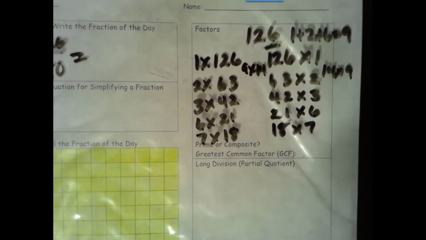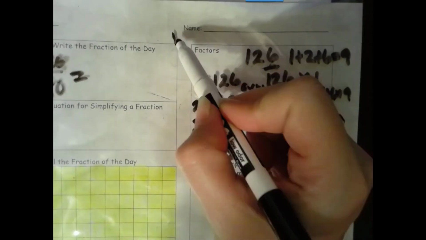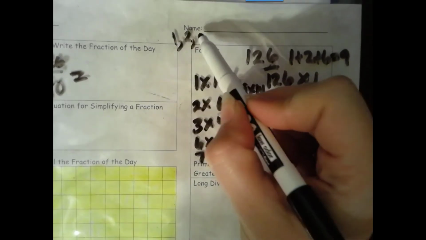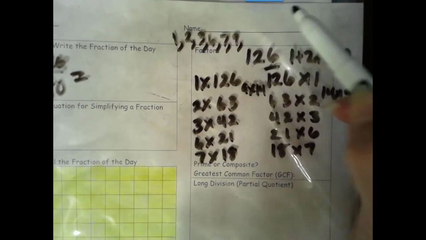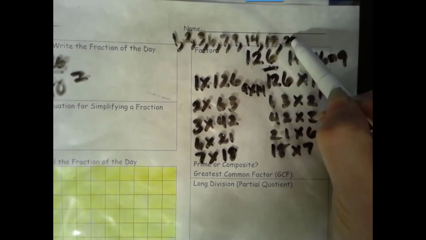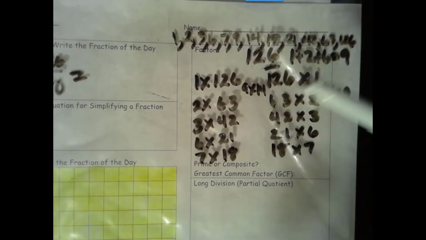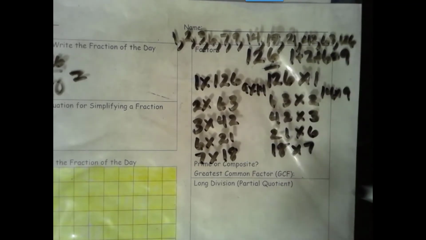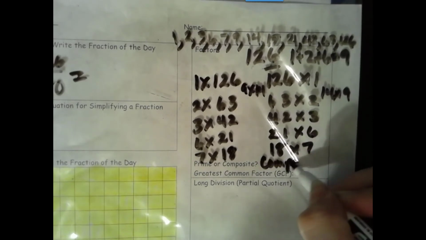So let's go ahead and list our factors from least to greatest. I ran out of room here, so I'm going to use my space up above. So I have 1, 2, 3, 6, 7, 9, 14, 18, 21, 42, 63, 126. That is 2, 4, 6, 8, 10, 12 factors. That is more than 2 factors, so it is composite. Now we have to figure out what our greatest common factor is.